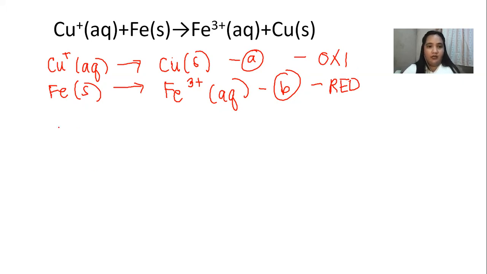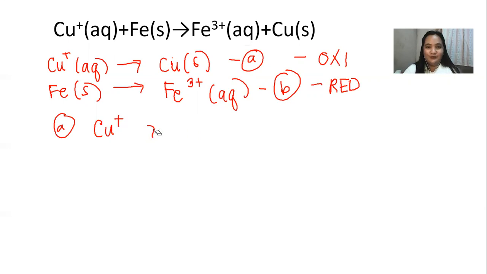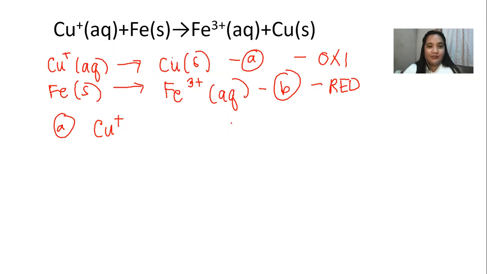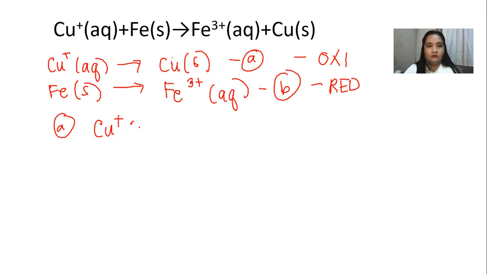So let's first have A. That's Cu positive. Oops, I forgot, I didn't include the solution type. Okay, that's Cu, this is aqueous. Sorry for that. And then the reaction is copper solid.